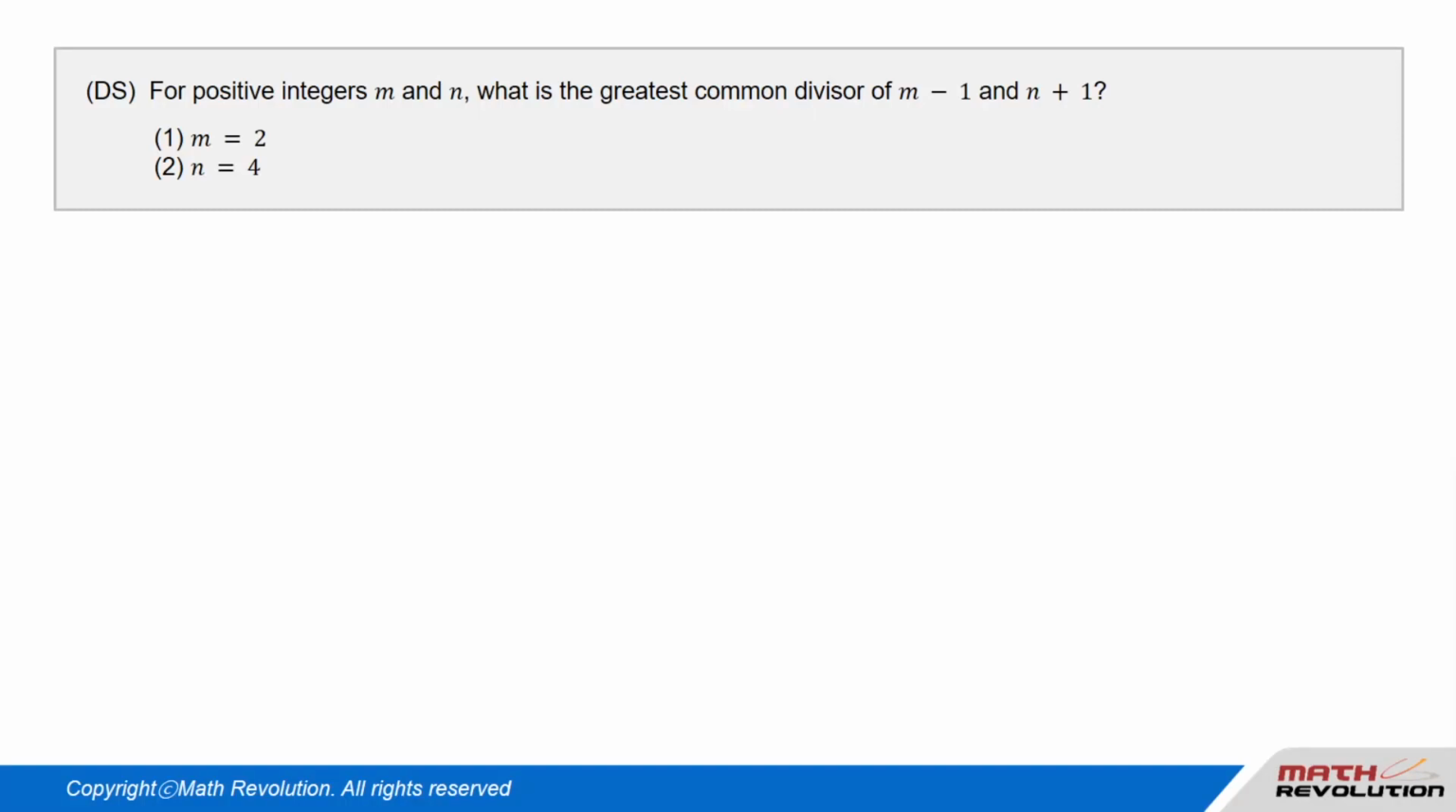Question. DS. For positive integers m and n, what is the greatest common divisor of m minus 1 and n plus 1? Condition 1. m equals 2. Condition 2. n equals 4.